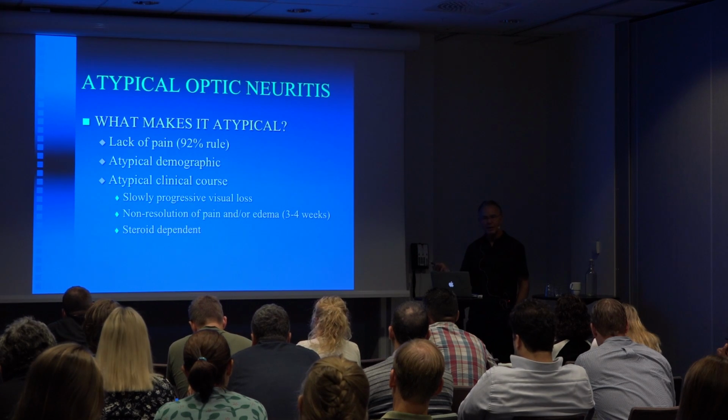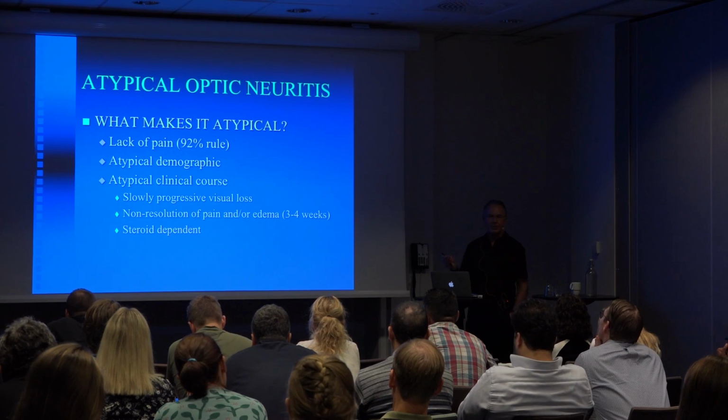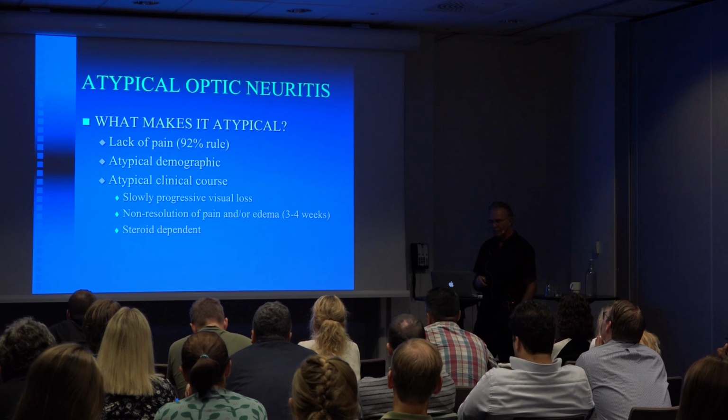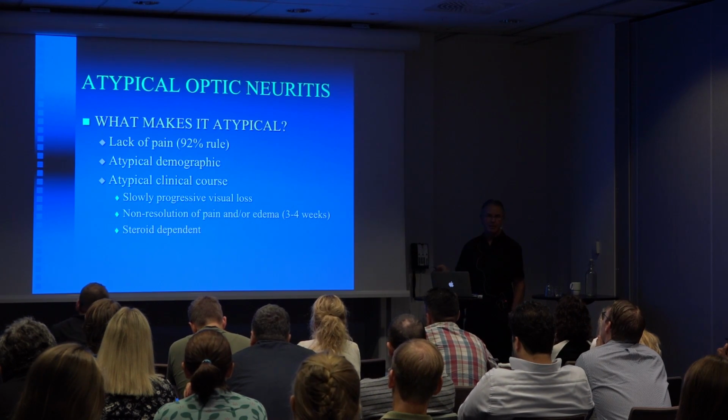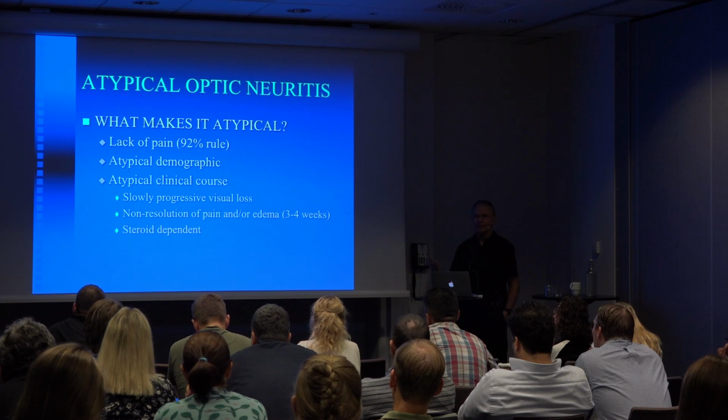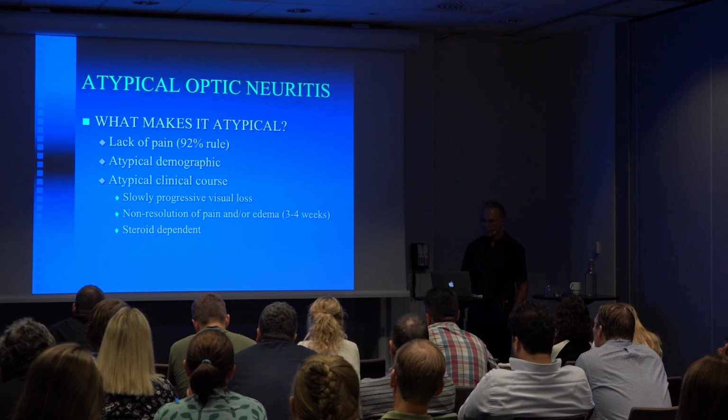It doesn't go away. The pain doesn't go away. The edema that's in the disc doesn't go away in 3 to 4 weeks. That's unusual for MS-type optic neuritis. Or it's steroid dependent. You give them steroids at the start, vision gets better. As you're tapering off the steroids, vision goes bad again. That's not the way that MS optic neuritis usually works either.